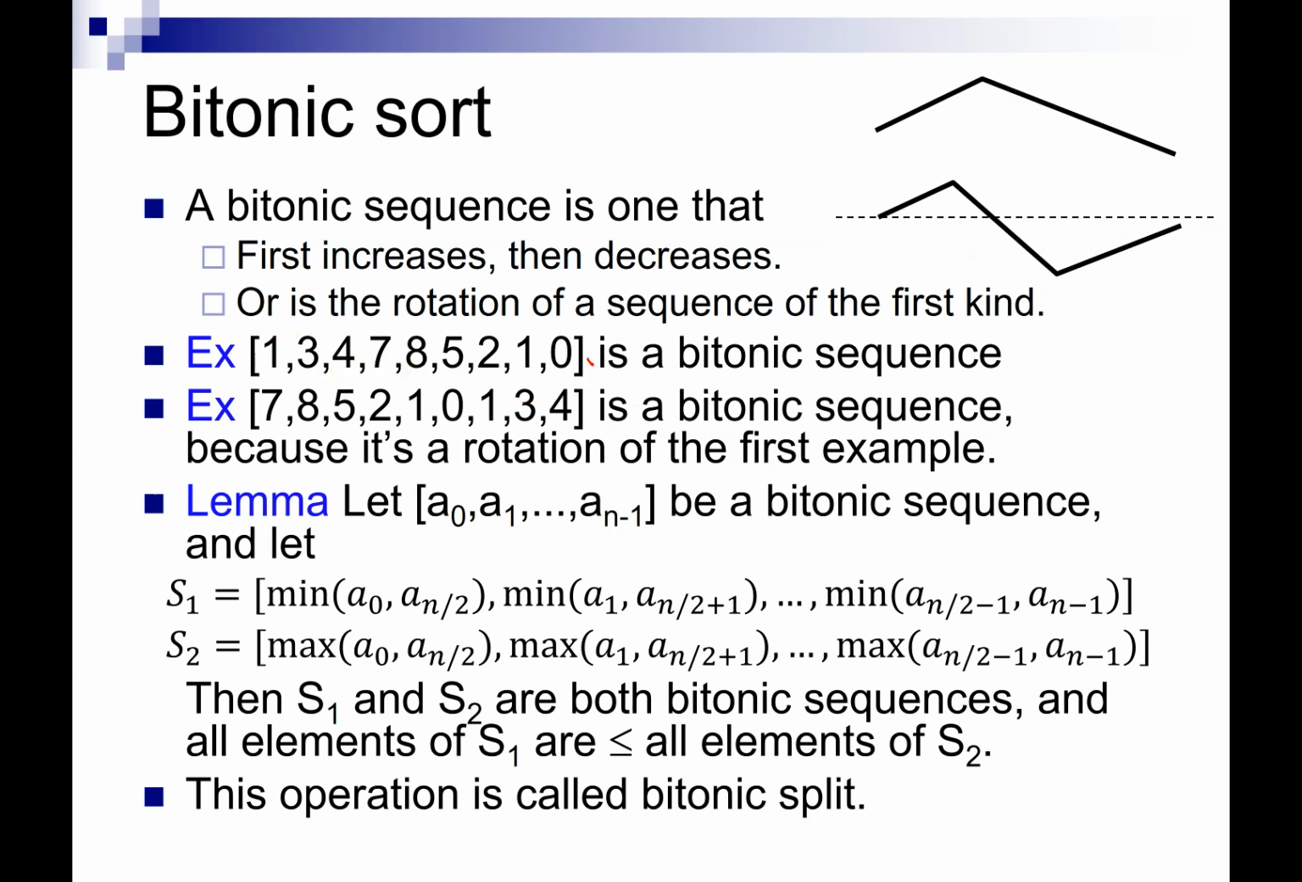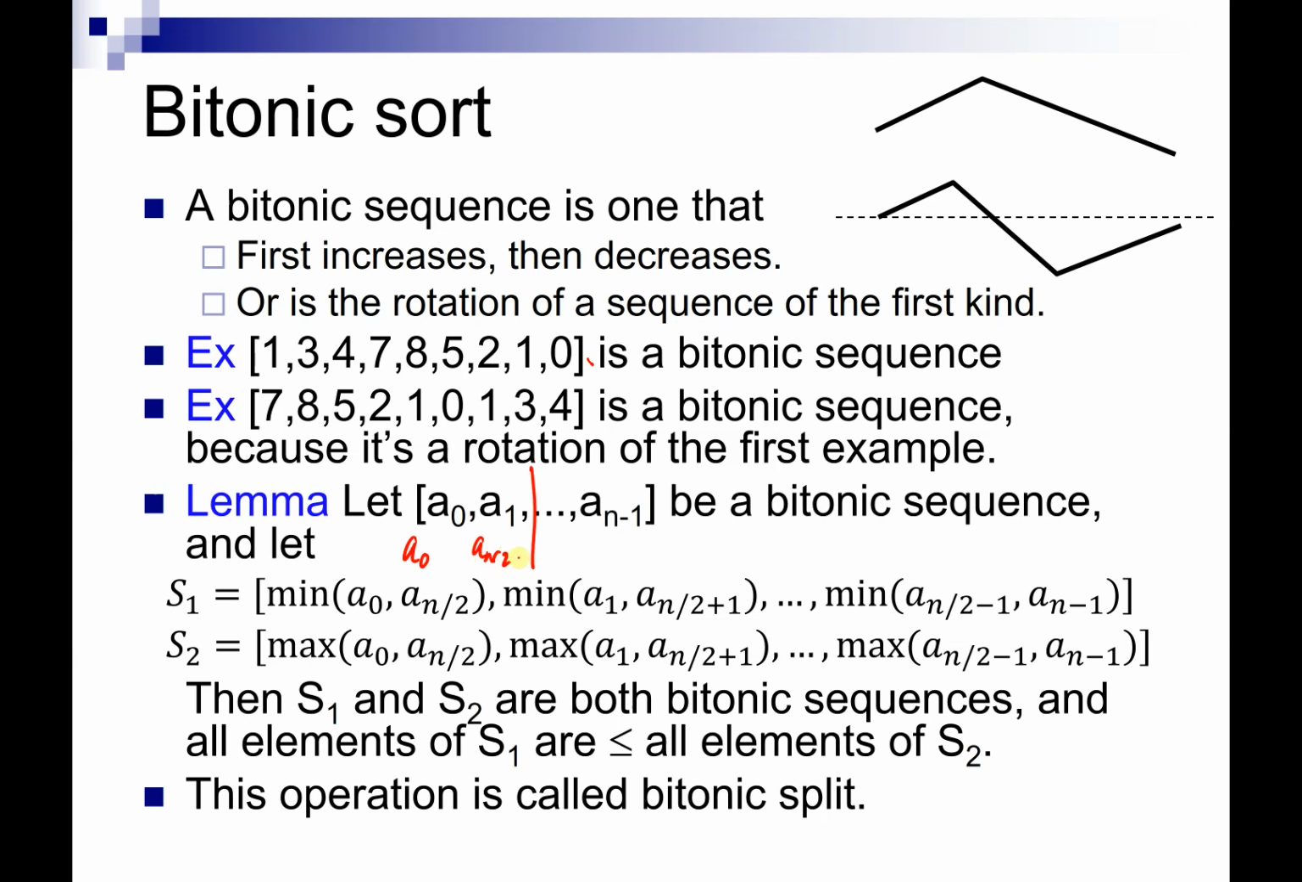Now we have the first property about bitonic sequences. Suppose you have a bitonic sequence like this with n numbers, and what you're going to do is chop these numbers in half. You take the first half of the numbers, a0 up to a of n over 2 minus 1, and then the second half of the numbers, which starts at a of n over 2 and goes up to a of n minus 1.